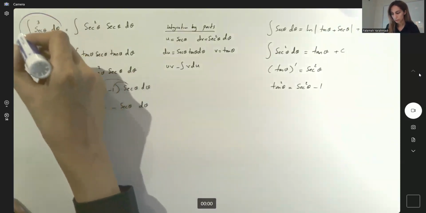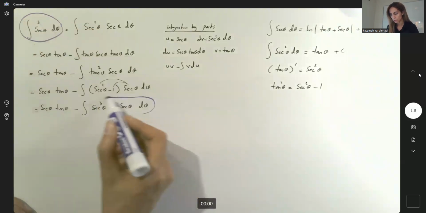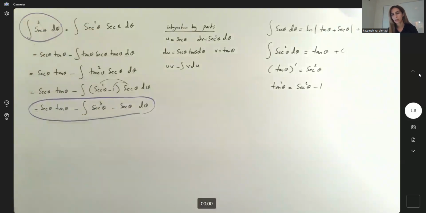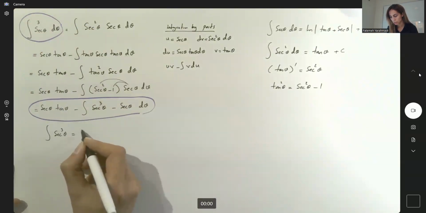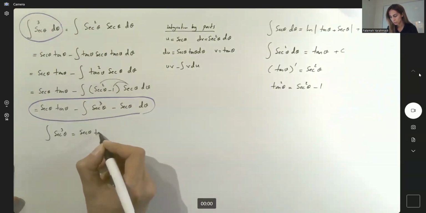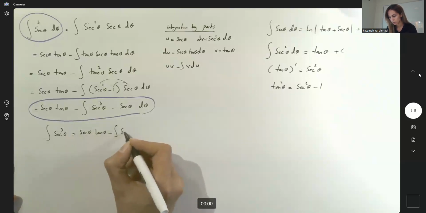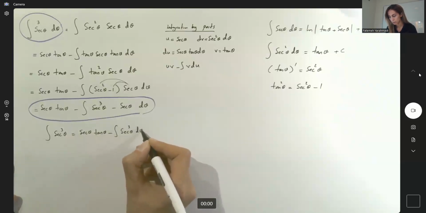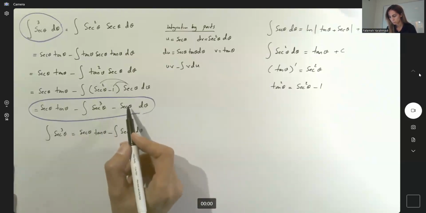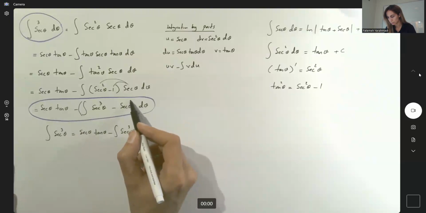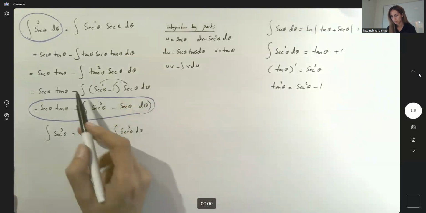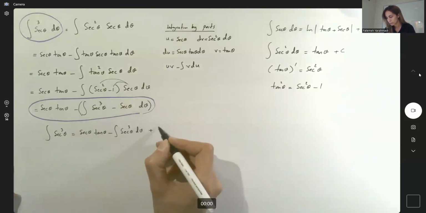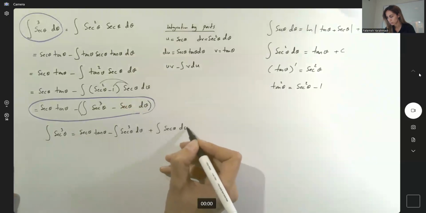Let me use a color marker. You have your left-hand side, which is secant to the third, and you have your right-hand side. Let me write them side by side and show you what I'm going to do here. The integral of secant to the third theta is secant theta times tangent theta minus integral of secant to the third theta d theta. And here, this is going to be in front. Just add the parentheses here. And you're going to distribute this negative sign, you get plus integral of secant theta d theta.